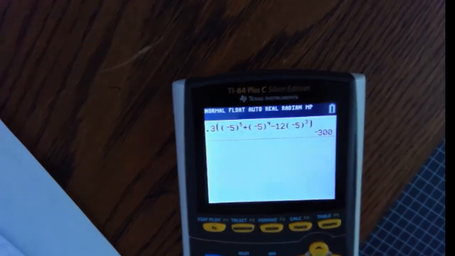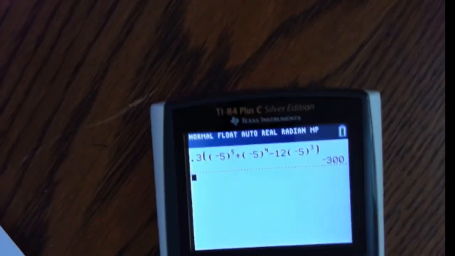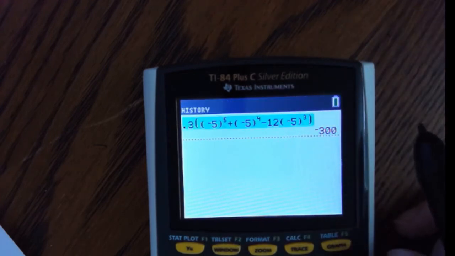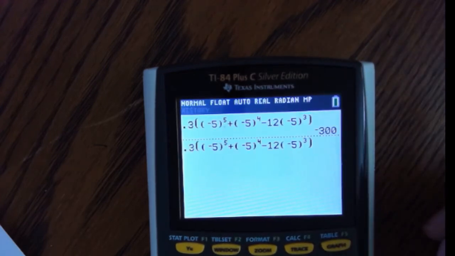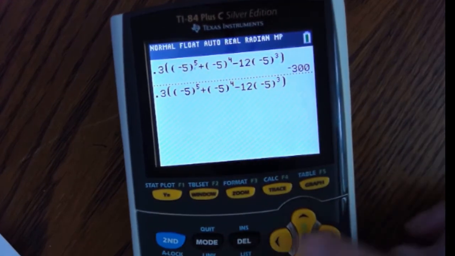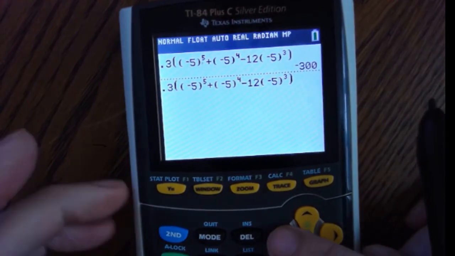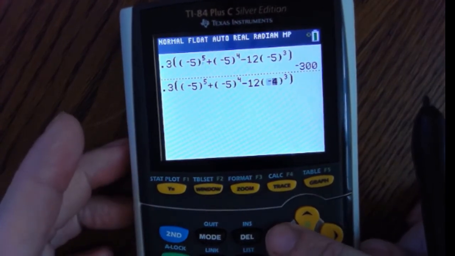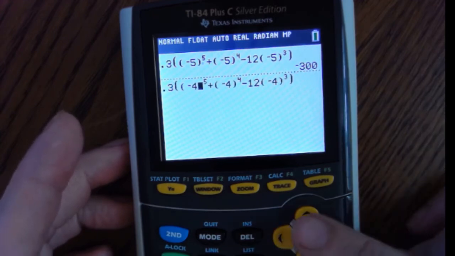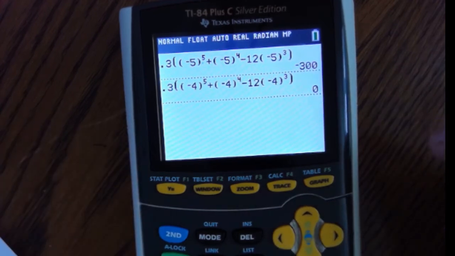And this time I'm not going to type all that information again. I'm just going to go up there, press enter, and change every 5 to 4. I move the cursor like this, using these buttons for the cursor. Negative was already there, so all I have to do is change the 5 to 4.